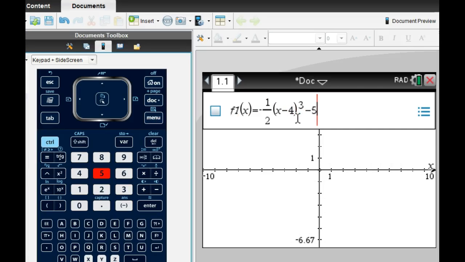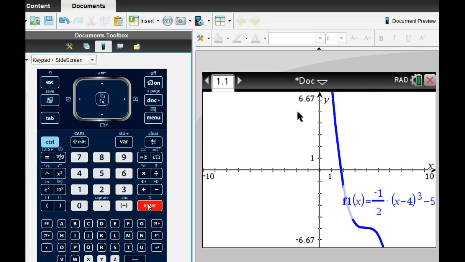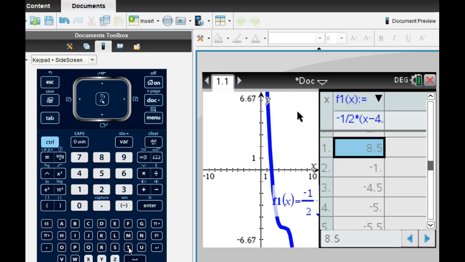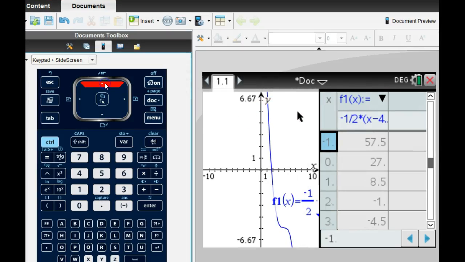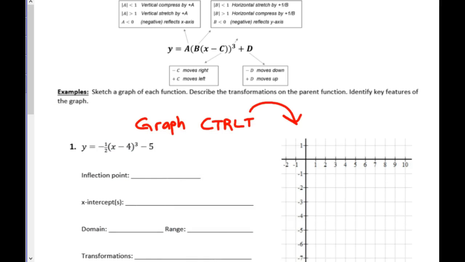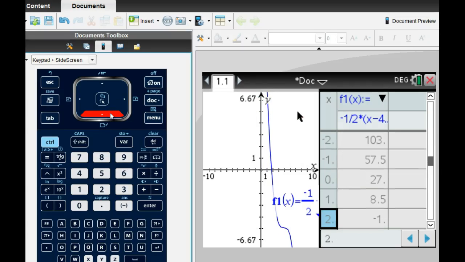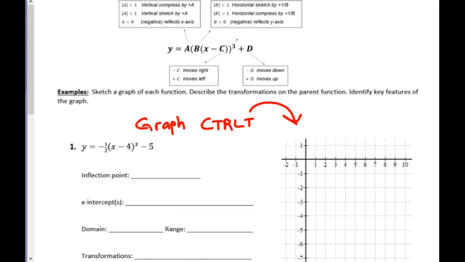Now, you hit graph, and you want to graph that thing, but we want to have good points, right? So we know to get good points, we press Control T for our table. So let's plot as many of these points as we can, starting at, let's see how far we can get. Okay, that's too big. Let's go with 1, 8.5. Can we do that? Nope, too far up. Let's do 2, -1.